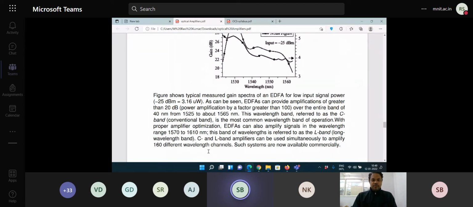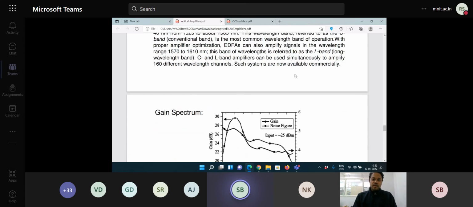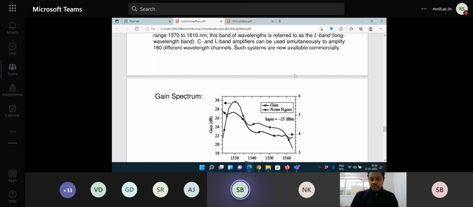If we look at the L band, or the long wavelength band, from 1570 to 1610 nanometers, the EDFA can be used for these wavelengths also, but in this band the gain that we get is lower. As we can see here, beyond 1560 nanometers, the gain falls to maybe around 10 dB or so, which would reflect a gain factor of around 10 or so.